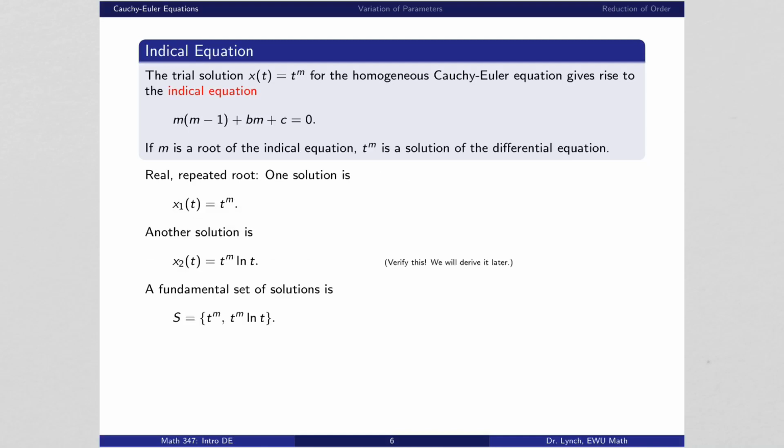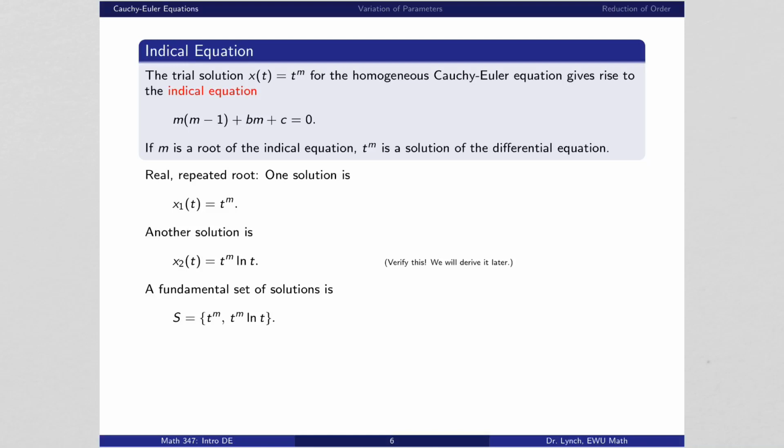The second case, the case of real repeated roots: one solution is certainly t to the m, and it turns out that the second solution is t to the m times the natural log of t. Now, we'll derive this later, but I invite you to go ahead and press pause and verify this now just by plugging that solution into the differential equation in the case where m is a real repeated root. Okay, welcome back. Certainly those two functions are linearly independent, and the two functions together form a fundamental set of solutions for this case.